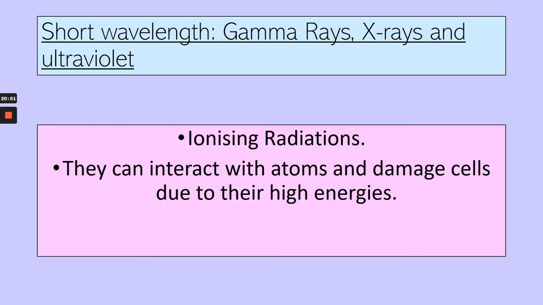Okay, so as we saw in the video, short wavelengths such as gamma rays, X-rays, and ultraviolet are all ionizing radiations. This means that they can interact with atoms and damage cells due to their high energies.